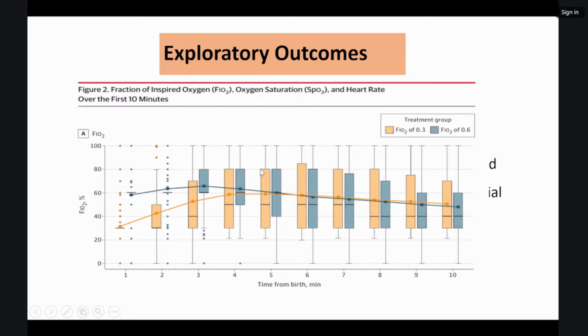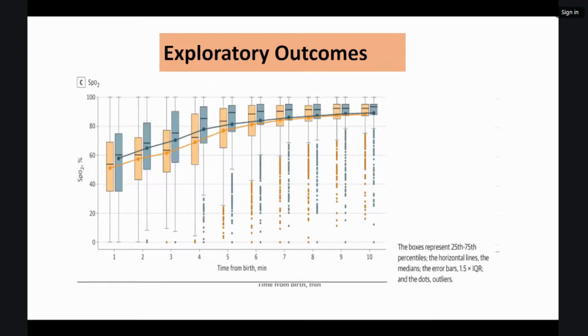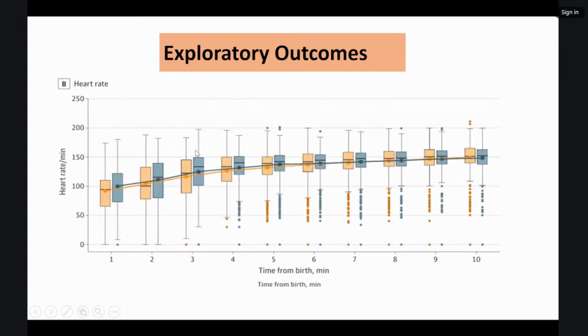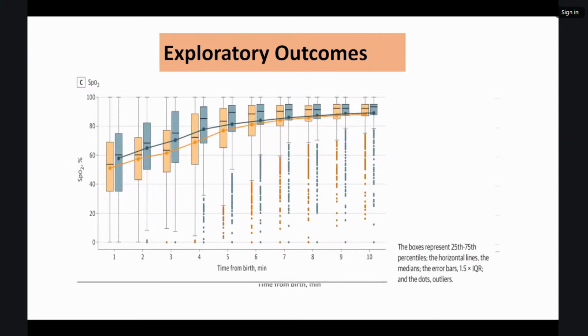So the neonates who are randomized to the 60% group achieved target oxygenation earlier. As measured by SpO2, they achieved the target oxygenation earlier compared to the 30% group, and they also had fewer episodes of bradycardia and fewer episodes of hypoxemia, indicating a significant difference between the two groups, especially in the physiological aspects: mainly hypoxemia, bradycardia, and target oxygenation achieved earlier.